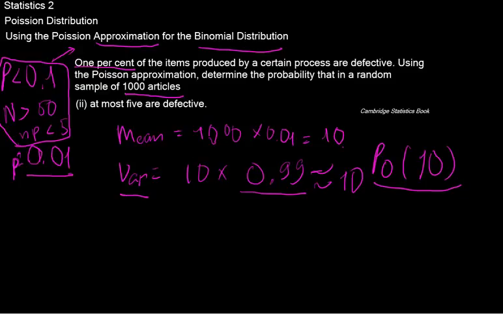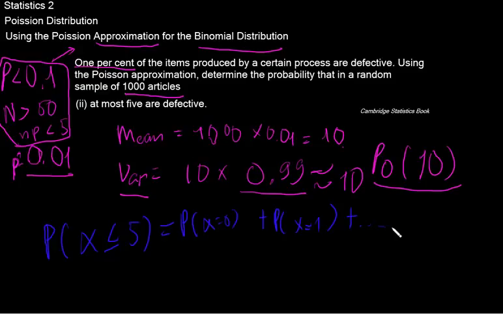Right, so now we will solve the problem. The problem says that we need to find the probability that in a random sample of 1000 articles, at most 5 are defective. So we need P(X ≤ 5), so at most 5 are defective. P(X ≤ 5) is equal to P(X=0) plus P(X=1) plus etc. plus P(X=5).